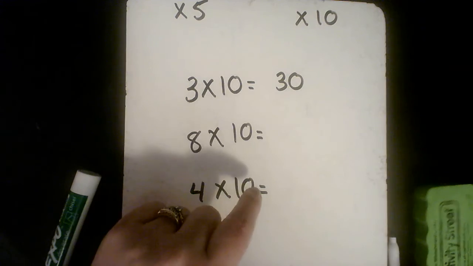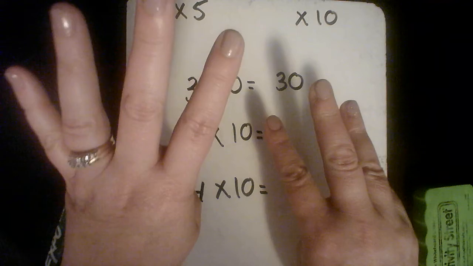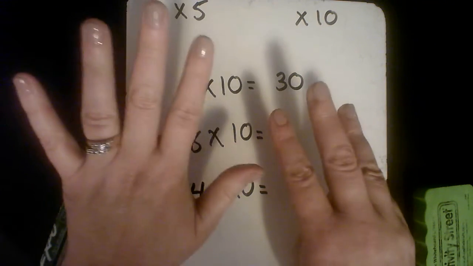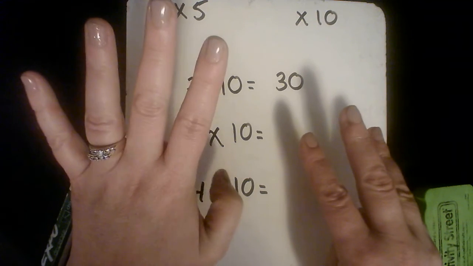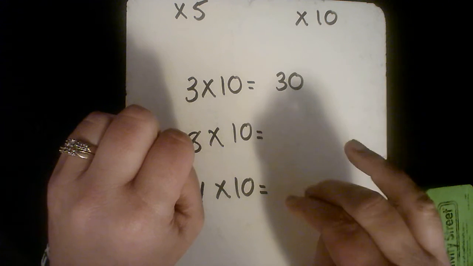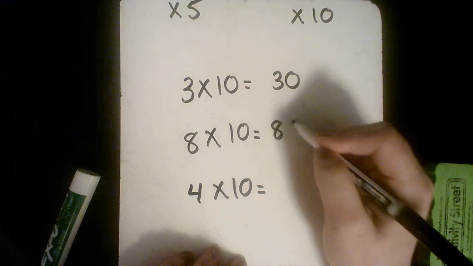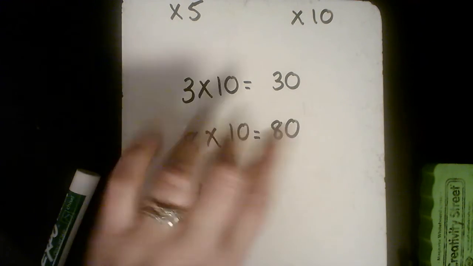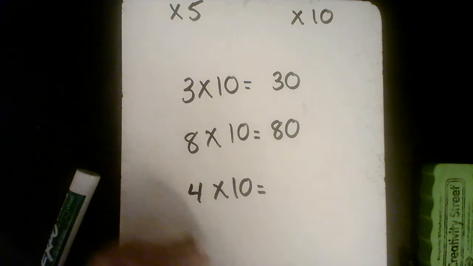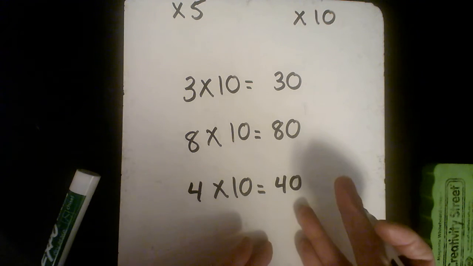8 groups of 10. I'm going to skip count 8 times. 5, 10, 15, 20. Ooh, I'm not skip counting by 5s, I'm skip counting by 10s. Let's try that again. 10, 20, 30, 40, 50, 60, 70, 80. 8 groups of 10 is 80. 4 groups of 10: 10, 20, 30, 40. So, yes, we can skip count and get the product.